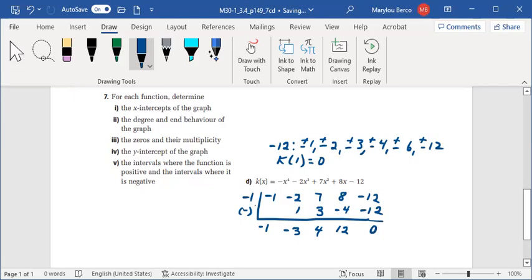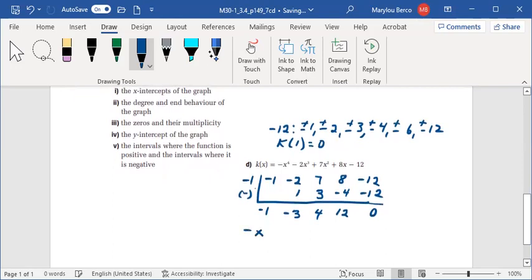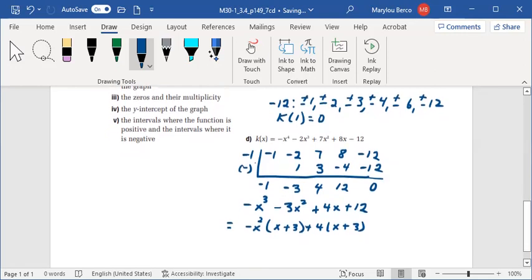So the remaining factor is negative x cubed minus 3x squared plus 4x plus 12. So we're going to factor this out, and what we will do is factor by grouping. And I have negative x squared times x plus 3 plus 4 times x plus 3. So my factors will be negative, x plus 3, x squared plus 4. Oh, sorry, x squared minus 4.